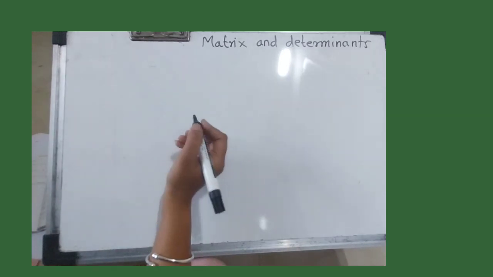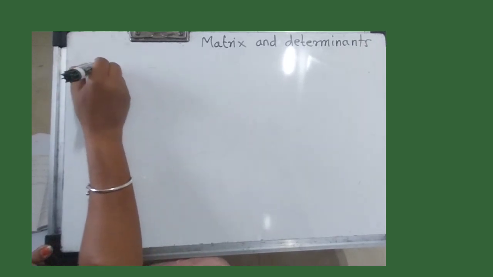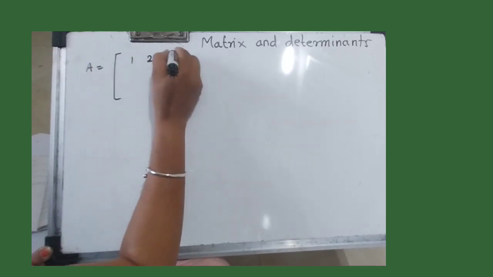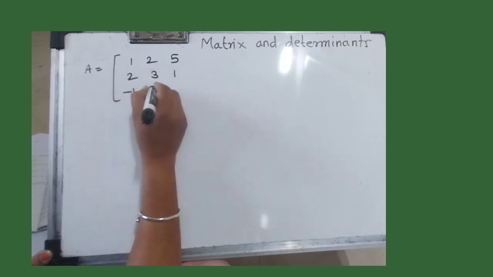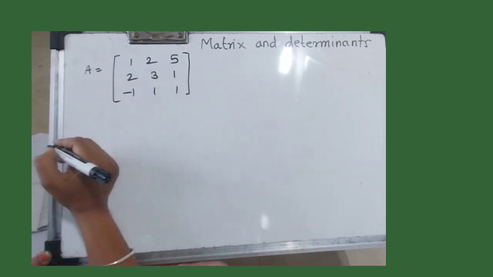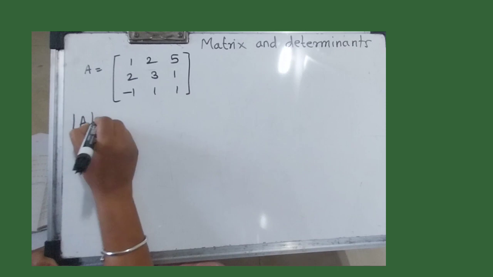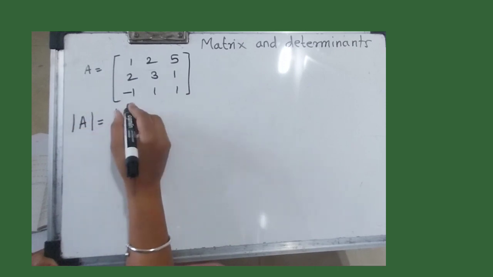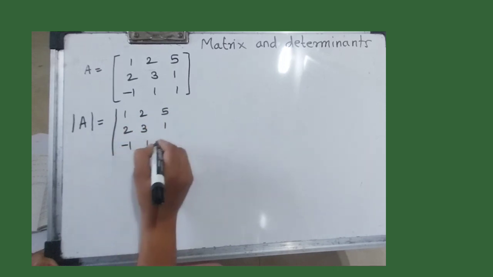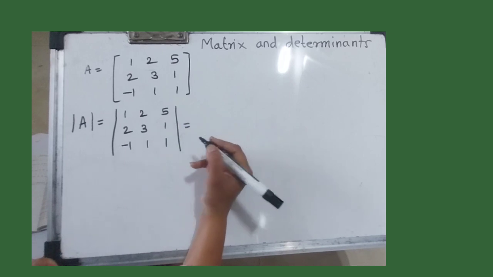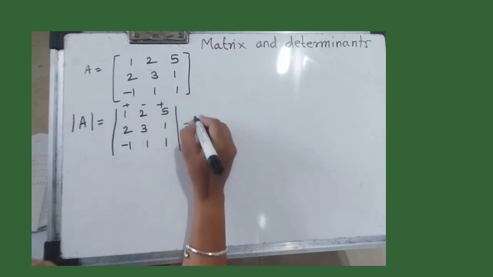In the previous question paper, they asked one question. Compute the inverse of matrix A equal to 1, 2, 5, 2, 3, 1, minus 1, 1, 1. Okay, what do we have to do here? We have to find the inverse. Go through the steps. First, determinant of A. Determinant of A is 1, 2, 5, 2, 3, 1, minus 1, 1, 1. Find its determinant. See, the signs are plus, minus, plus.